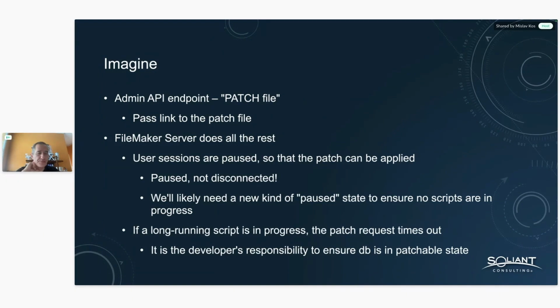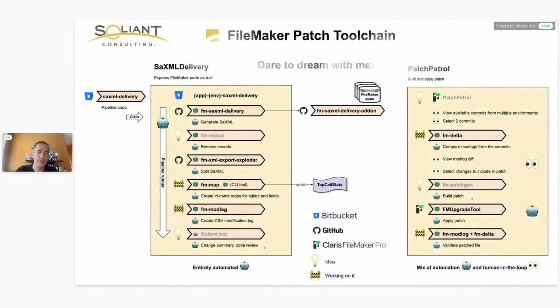So all of these different pieces that I described, here's a visual that kind of puts them all together. I know there's a lot there, but dare to dream with me that one day we can have something like this. Let's break this down. There's sort of two chunks of this. The one on the left is what I'm calling SAXML delivery. This would be the automated mechanism of making these XML files available to us in a very friction-free, automated way. And on the right is what I'm calling Patch Patrol, which would be a graphical UI, an interface where we can build these patch files and deploy them.